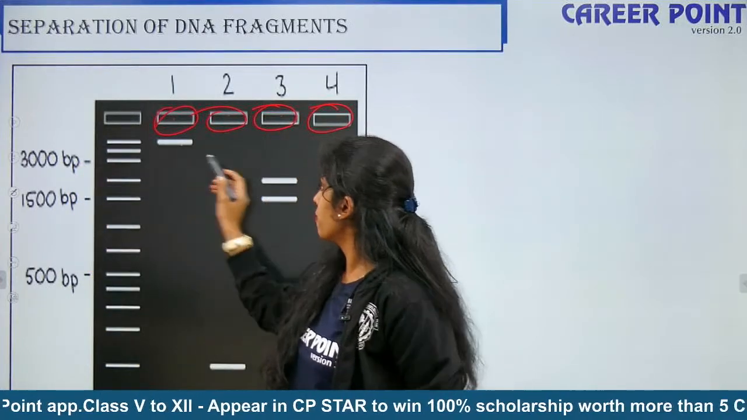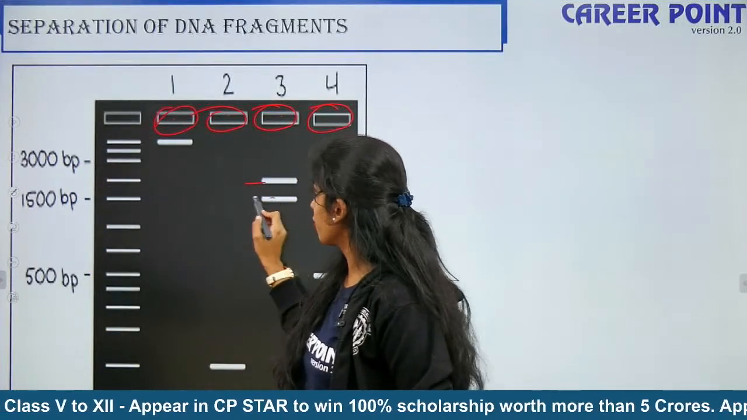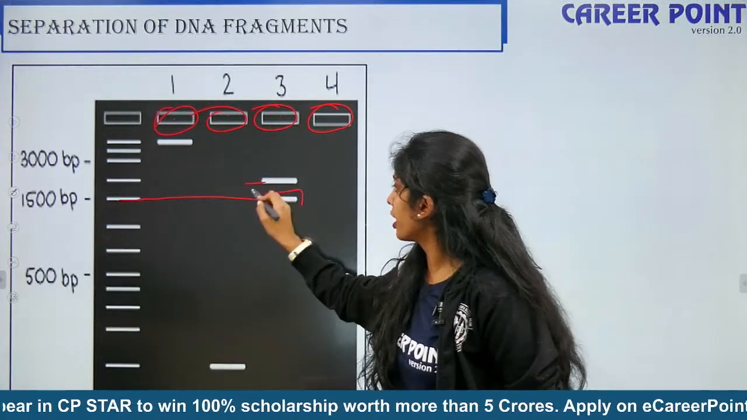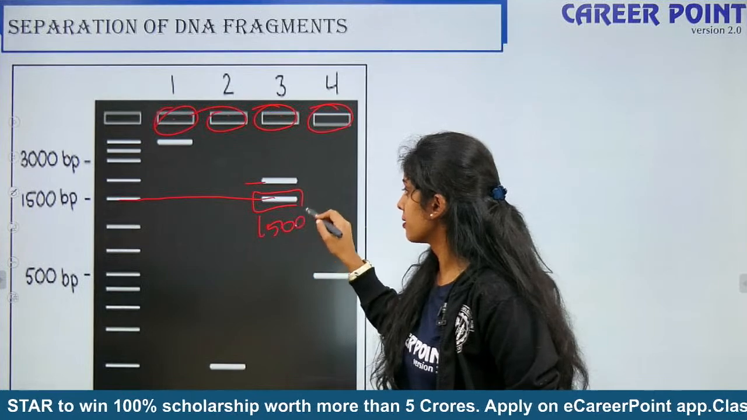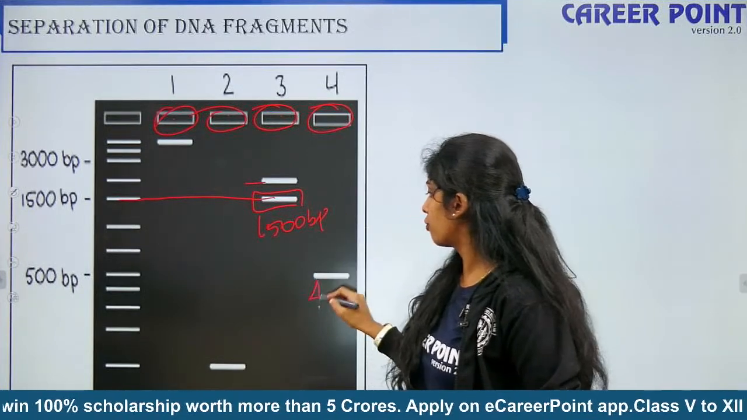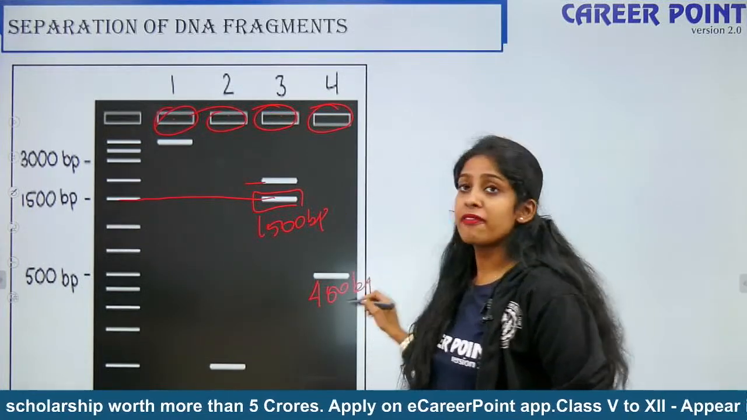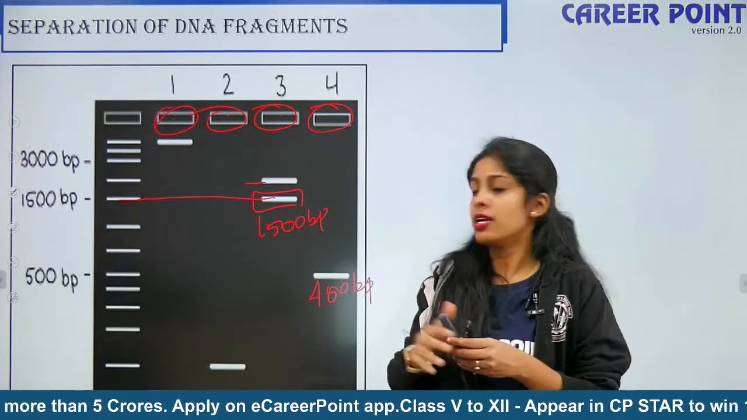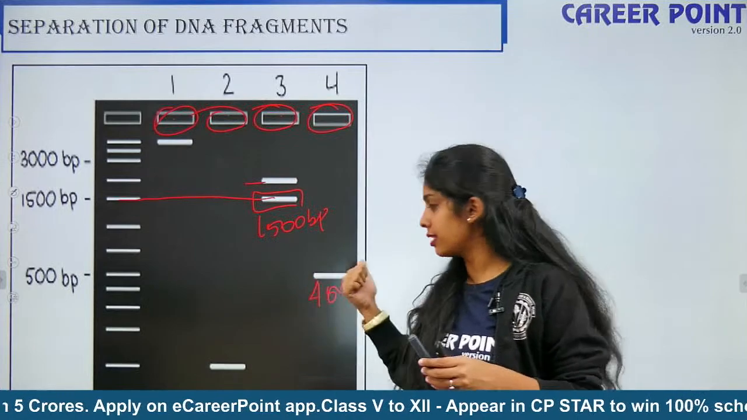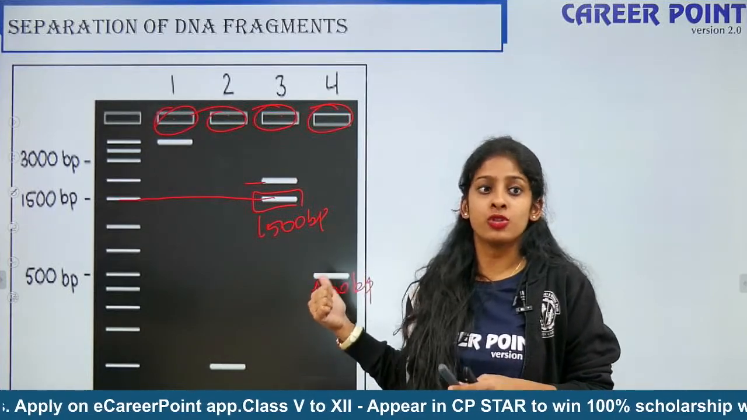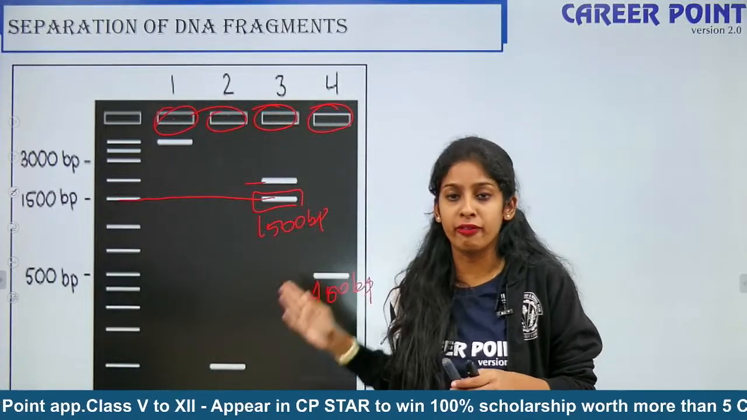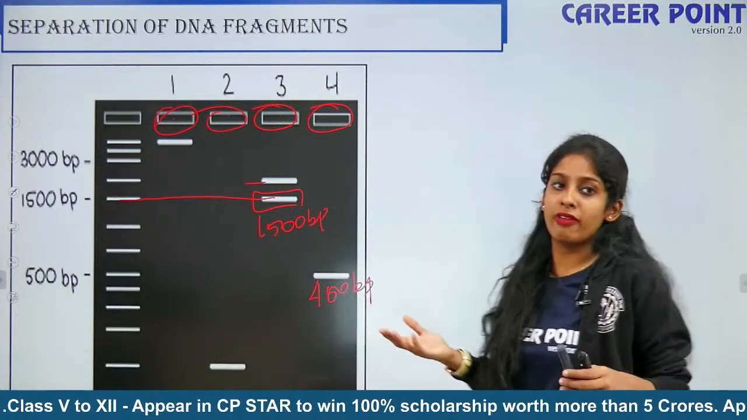So now, if you get a band corresponding to this, say for this, this is 15,000 base pairs. So you know this fragment is 15,000 base pairs. This is somewhere around 450 base pairs. If your gene of interest that you have digested with an enzyme has to be 450 base pairs, then this is what you're looking for. So now you will know, yes, your restriction enzyme has worked, and that's why you're getting fragments. Otherwise, you will not get fragments, right?